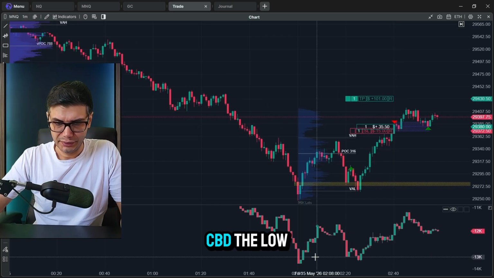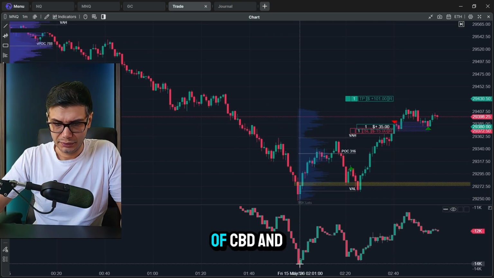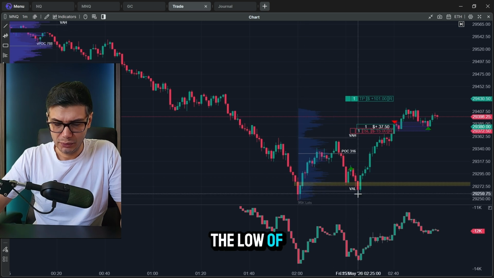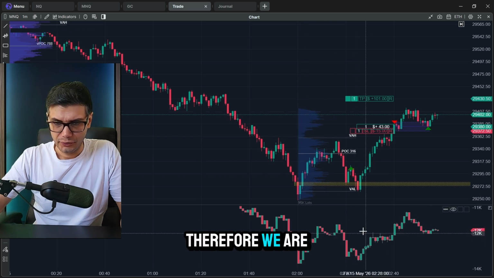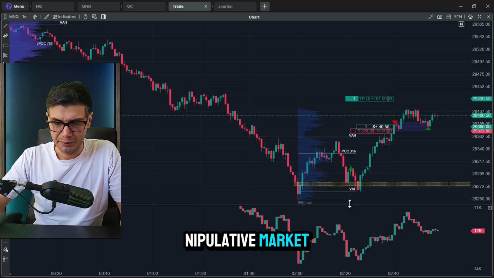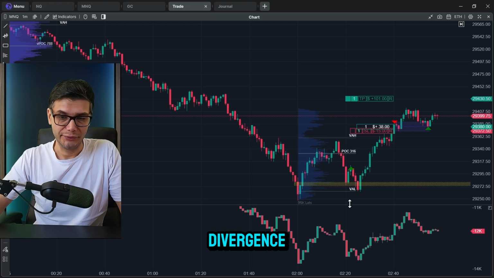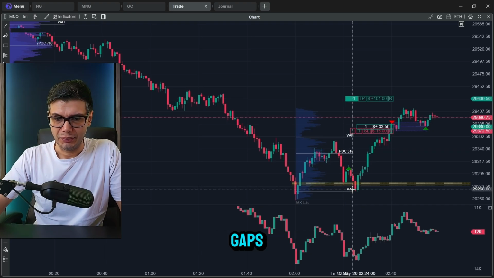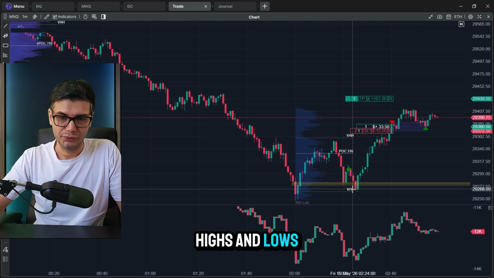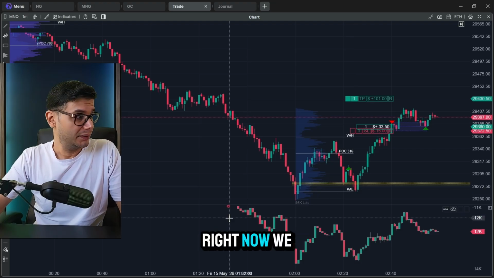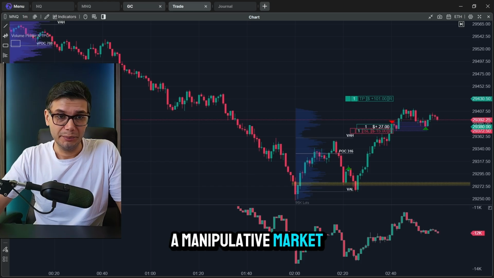Here in the CVD, the low of CVD and the low of the price are synced. Therefore, we are not in a manipulative market. When lows and highs are synced, there's no divergence. That indicates we can rely on inverted fair value gaps, highs and lows, and knowing, okay, right now we are not in a manipulative market.